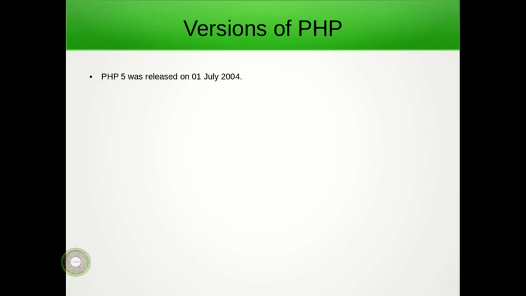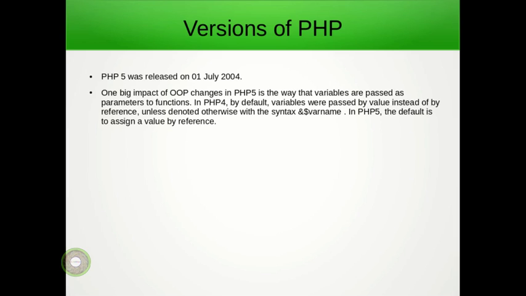So PHP 5 was released on 1st July 2004. One big impact of object-oriented programming, or OOP, changes in PHP 5 is the way that variables are passed as parameters to functions. In PHP 4, by default, variables were passed by value instead of by reference, which is in C++ also the same, unless denoted otherwise in the syntax.